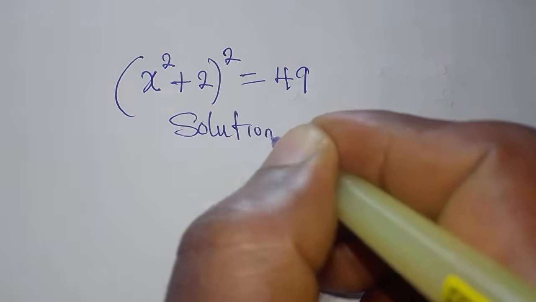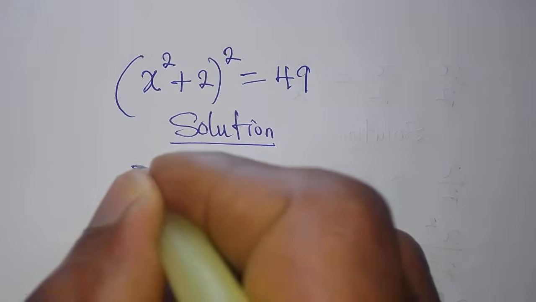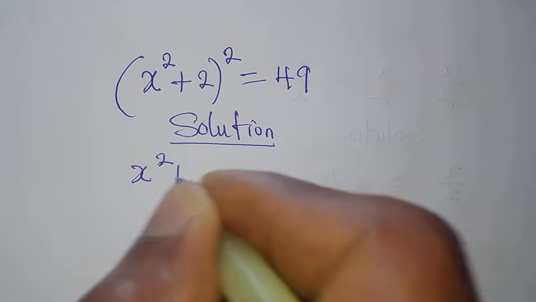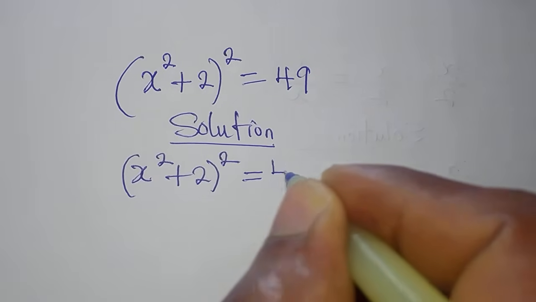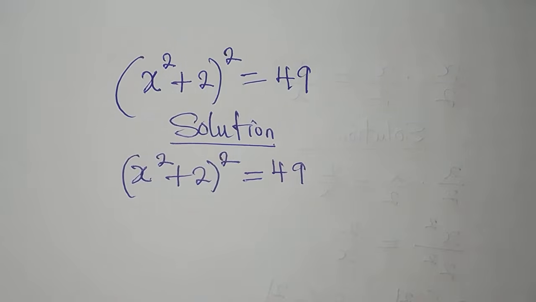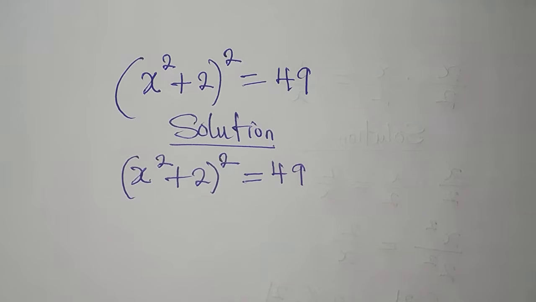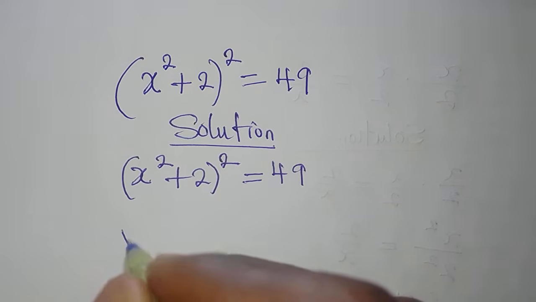Okay, let's provide a solution to this problem here. (x² + 2)² = 49. Okay, so what will be the first step? Take the square root of both sides.